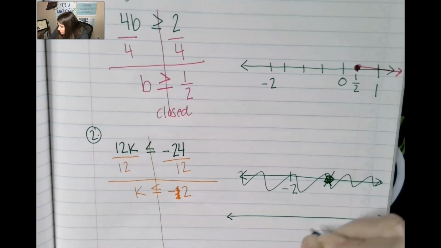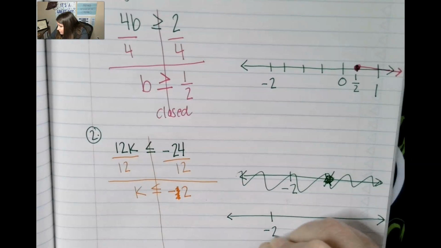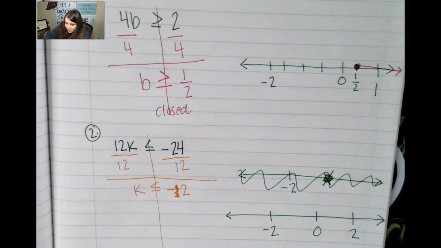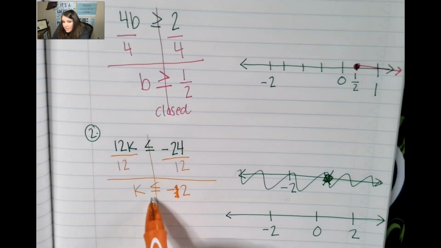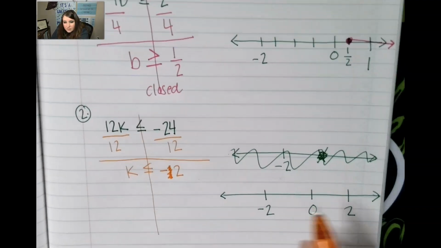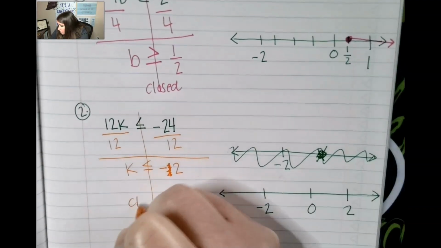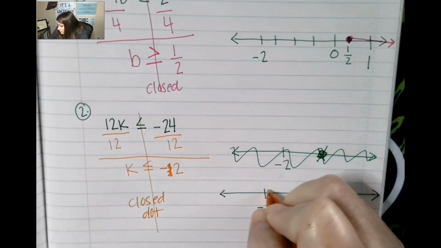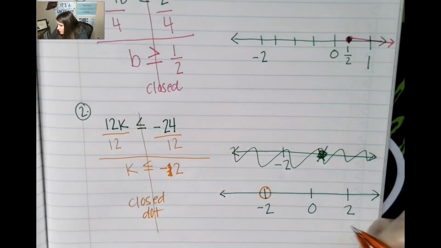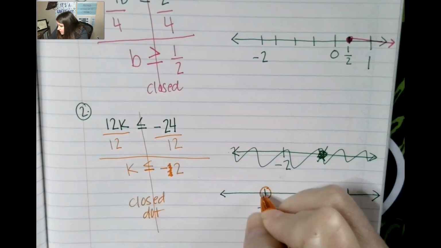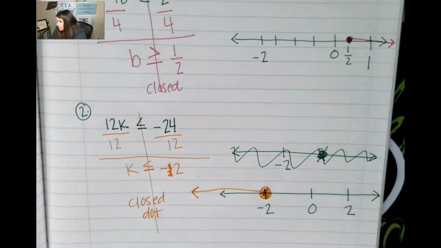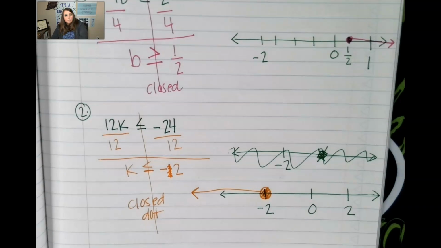Let's draw a new number line. Okay, negative 2, there's 0, and there's 2. All right, let's try again. Less than or equal to negative 2. So I'm going to have a closed dot. I'm going to draw the dot, and that little line underneath tells us to fill it in. Filling it in, and it is less than or equal to negative 2.